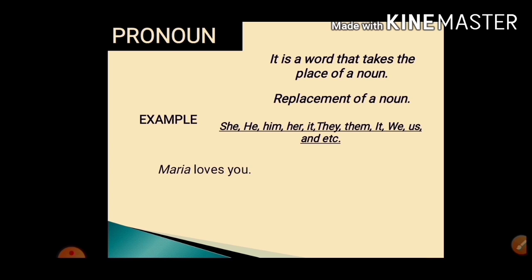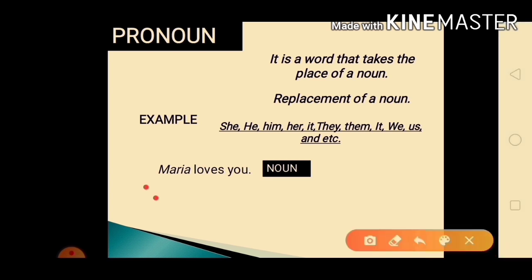The italicized word is the word Maria, and the word Maria is a noun. Now, how does a pronoun function? How do these pronouns work, how do they replace the noun? Simple. Since the italicized word is Maria, let's replace Maria. Let's replace Maria with a pronoun.